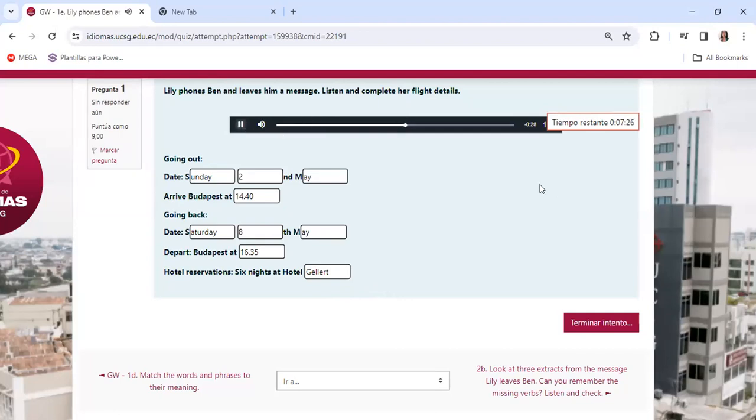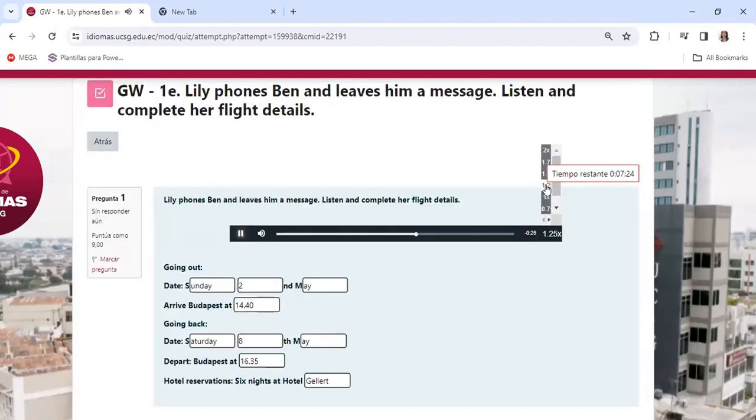The 8th, leaving at 16:35. I'm staying at a lovely old hotel. Quite a famous one, I think. It's called the Hotel Gellert or Gellert. I'm not sure how you pronounce it, but it's Gellert. I'm sure you know it. I'll call you on Sunday night when I get there.